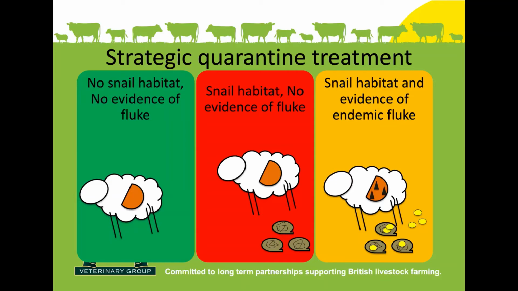Now, ideally, what you want to be doing with this is you want to be coming up with a plan with your vet to get a quarantine treatment that suits your farm. And that's not just for fluke, but it's for resistant worms, it's for foot rot, it's for other infectious diseases.